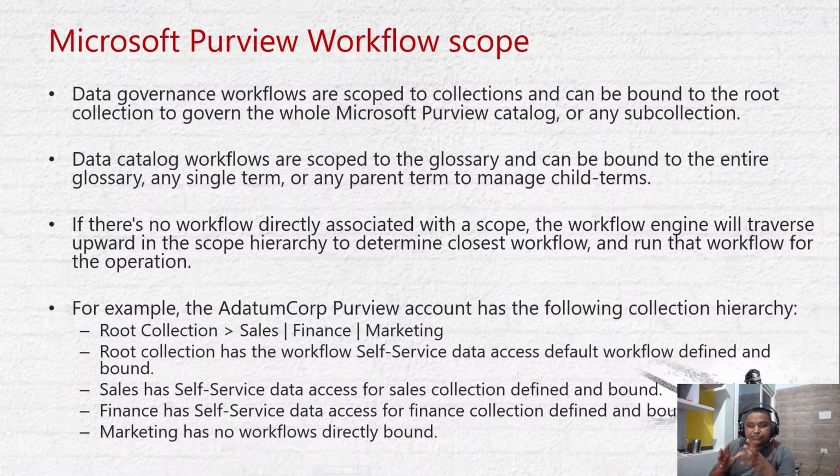Data governance workflows are scoped to the collection, because we create collections under the root collection, depending upon our strategy, based on either department or country or continent, and the workflow will be applicable to that collection. It can be at a child level or at the root level also. Data catalog workflows are scoped to the glossary, so they can be bound to the entire glossary or to any single term also. If there is no workflow directly associated with that scope, the workflow engine will traverse and find the closest workflow associated with that hierarchy, and that workflow will be run. So this is what we are going to see in the demo.